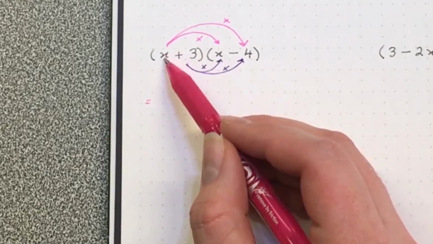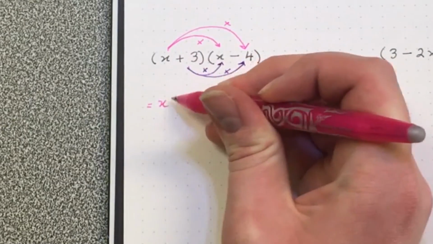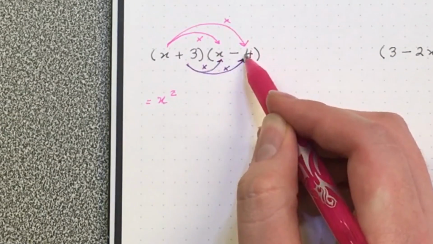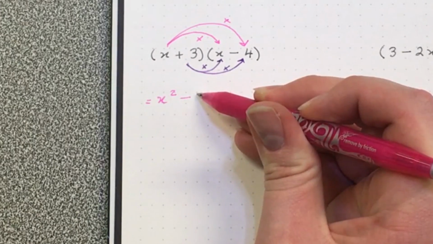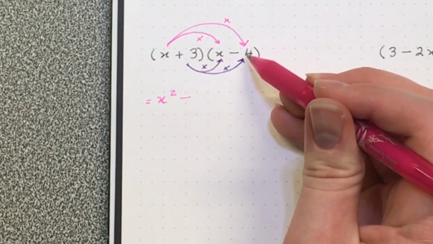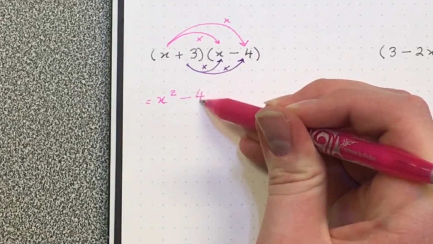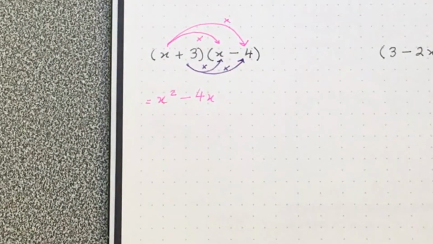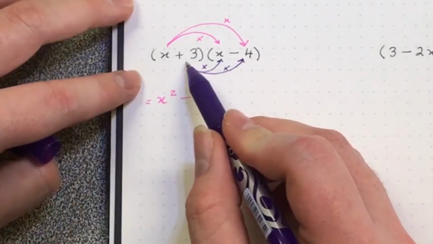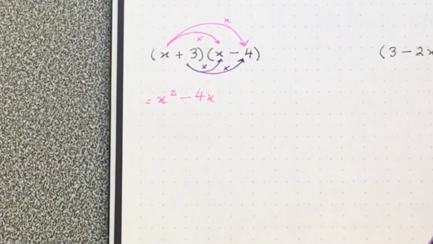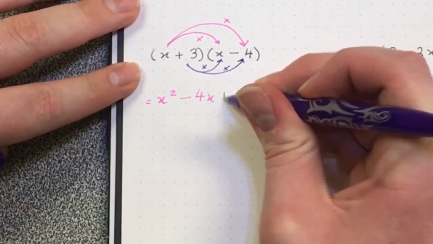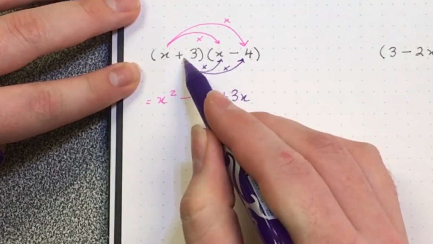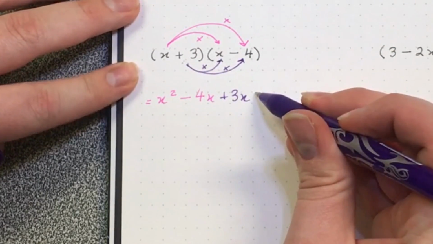Alright. x times x will get you x squared. x times negative 4 is going to be negative 4x. There is a negative 12 in there, right? Positive 3 times x is positive 3x. Positive 3 times negative 4 is negative 12.